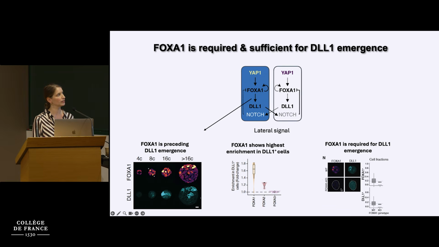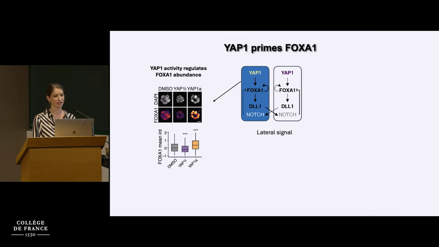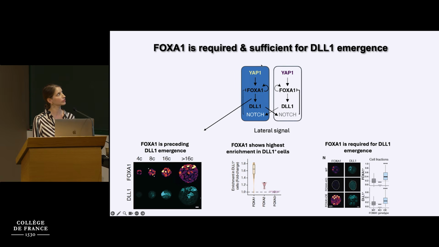On the other hand, we wanted to know whether FOXA1 is not only necessary but also sufficient to trigger delta expression. And so we generated a FOXA1 overexpression line. And here we see a higher fraction of FOXA as expected, and interestingly also more delta positive cells. So really showing that FOXA1 is not only required but also sufficient. And here we have several other arrows, of course, that point towards or away from FOXA1.